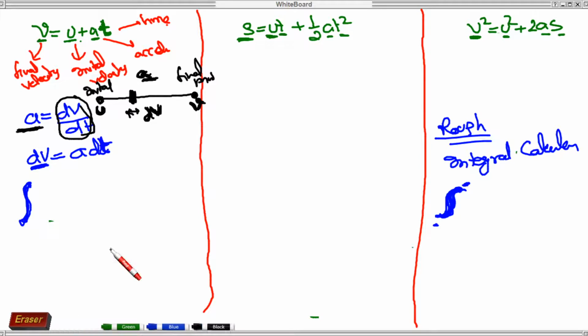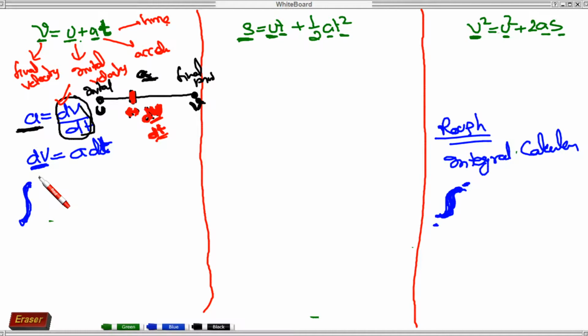So for this particular differential element, the change in velocity is dv, and the time is dt. For this small element, for any particular instant, the change in velocity is dv, and the time taken to change this velocity, the differential time, is dt. So this is what these things are here.